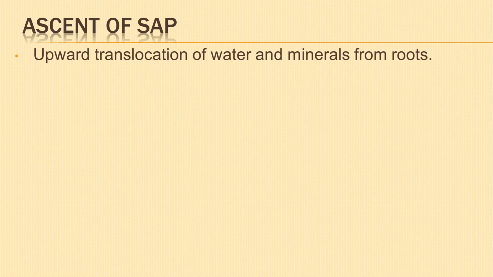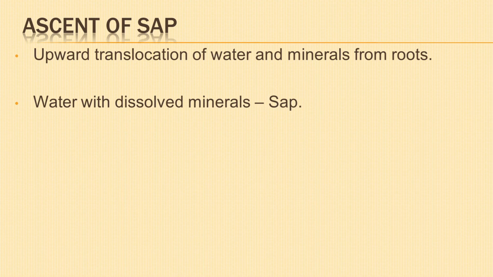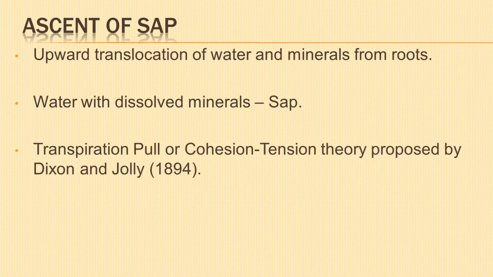Now, let us understand the ascent of sap. The upward translocation of water along with dissolved minerals from roots to the aerial parts of the plant is called the ascent of sap, which takes place through the xylem vessels. The water with dissolved minerals is called sap. Various theories were put forward, but the most accepted theory is transpiration pull or cohesion tension theory.